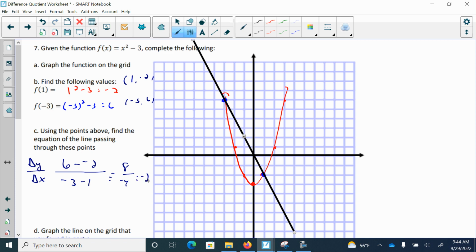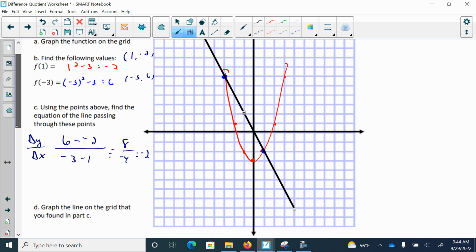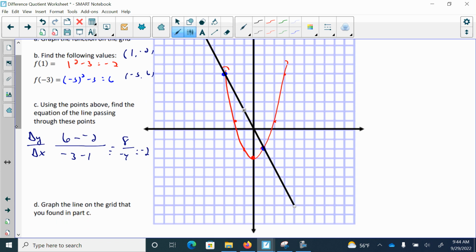Everyone good with that? And then to find the equation of the line, this is where I have to decide: are we y equals mx plus b people, or are we point-slope people?